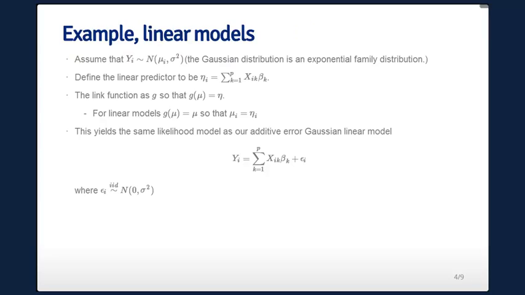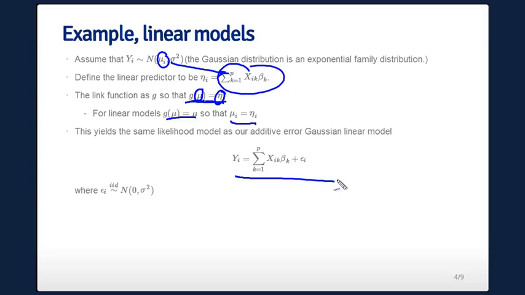So that's the linear predictor. And in our case, we have this link function, g of mu, and g of mu equals eta. This is always the case. The link function links the mean of the y's to the linear predictor. That's why it's called the link function. In linear models, g of mu is just mu, so that mu_i and eta_i are the same. In other words, the mean satisfies this relationship, and then we're just back at the ordinary linear model that we all know and love. So this yields the same likelihood as our ordinary additive Gaussian linear model.